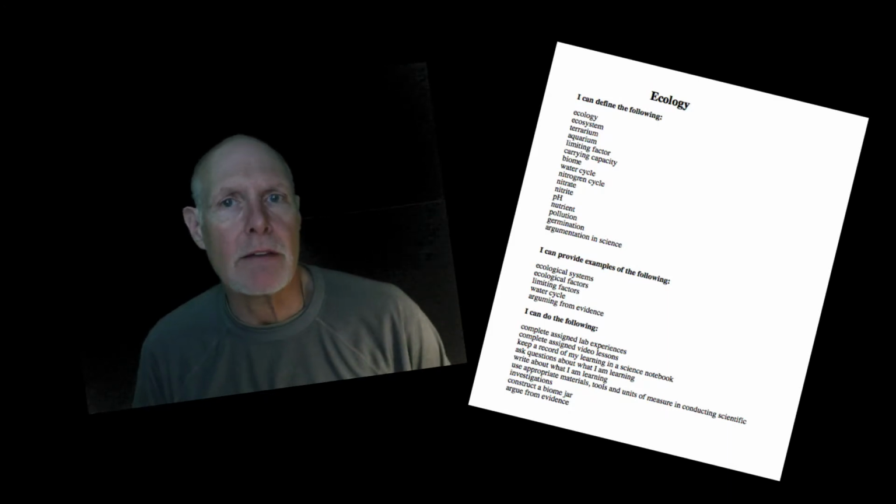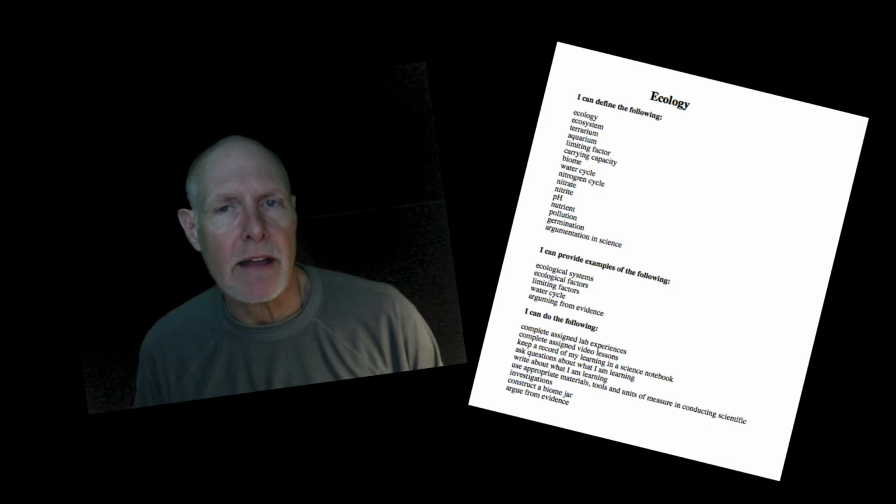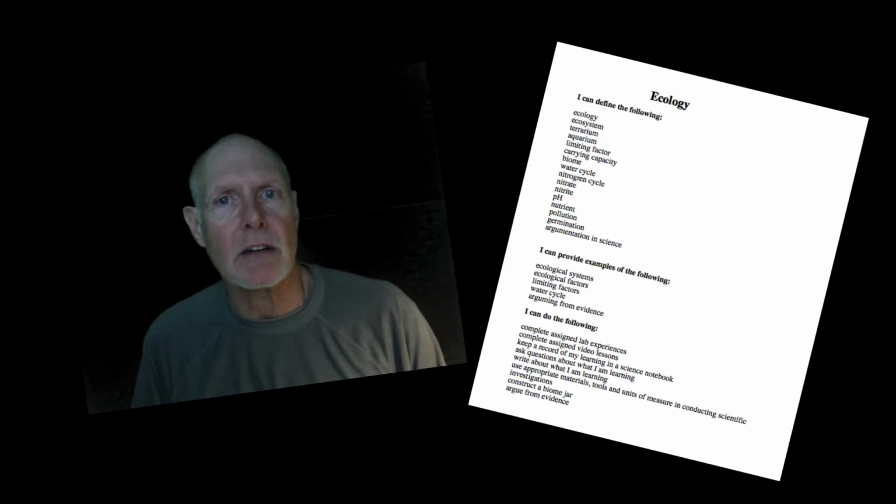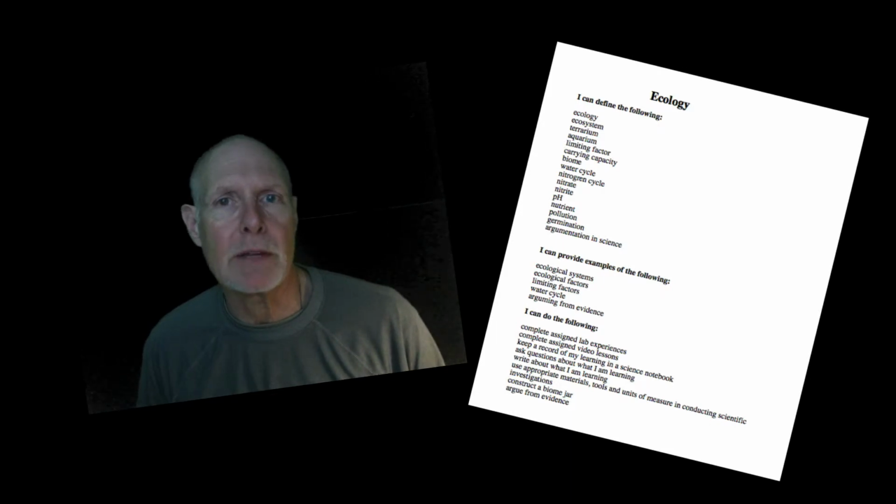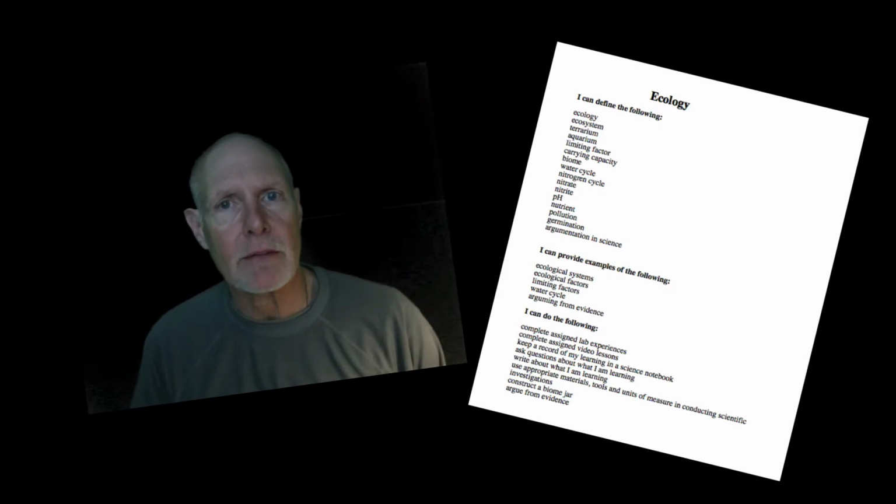In the middle part of the Learner Goals page, we have a section that's called I can provide examples of the following. So you may be asked on an assessment or on a test to give examples of an ecological system or an example of limiting factors. So that's what that part's about.